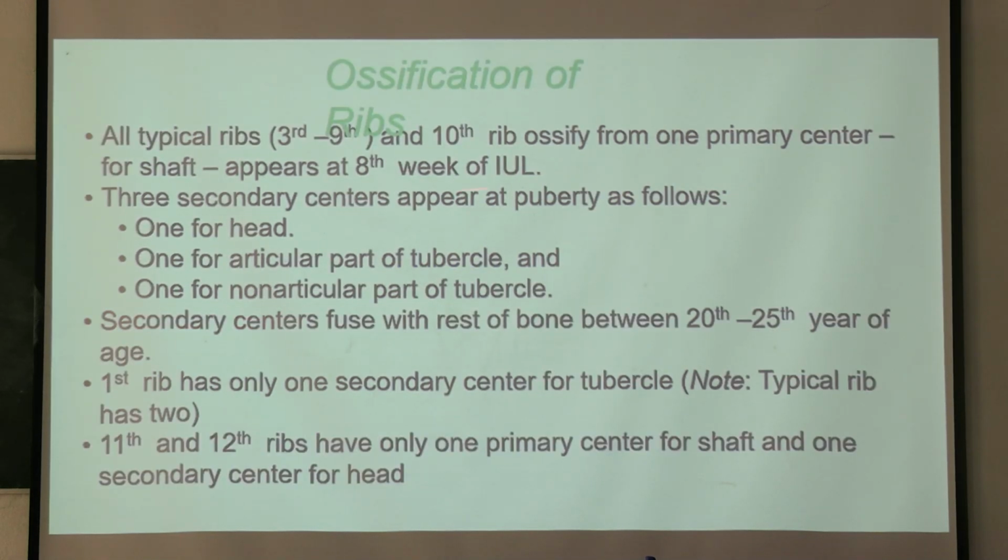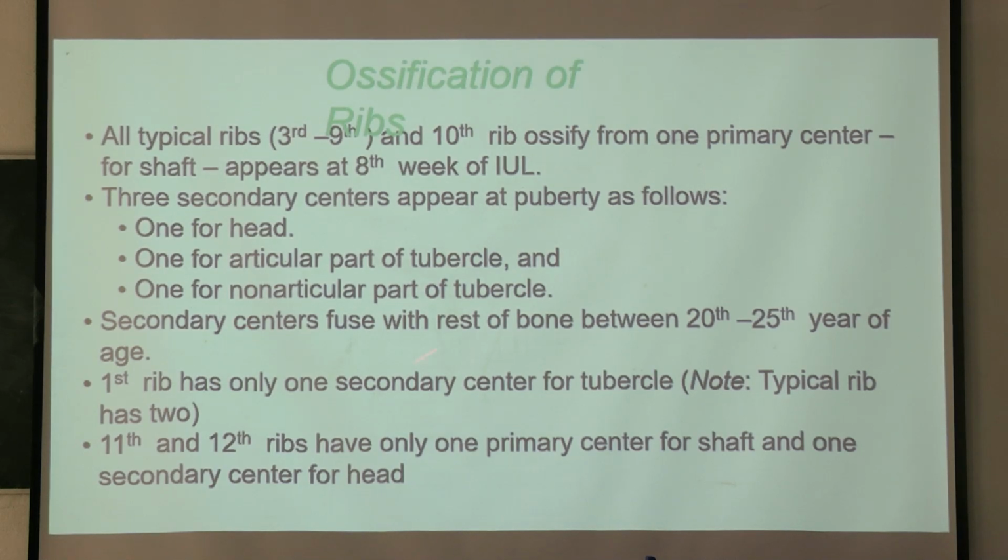Now we go to the ossification of ribs. All the typical ribs, 3rd to 9th and 10th rib, ossify from one primary center for the shaft, which appears at the 8th week of intrauterine life. And 3 secondary centers appear at puberty as follows: one for the head, one for the articular part of the tubercle, and one for the non-articular part of the tubercle. These are the 3 secondary centers for typical ribs. And secondary centers fuse with the rest of the bone between 20th to 25th years of age.